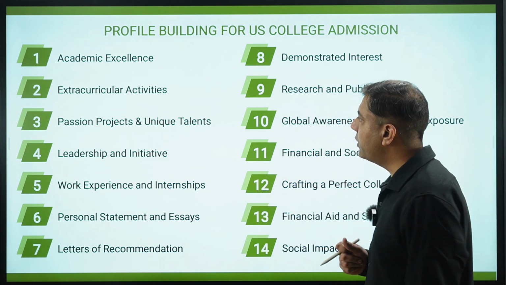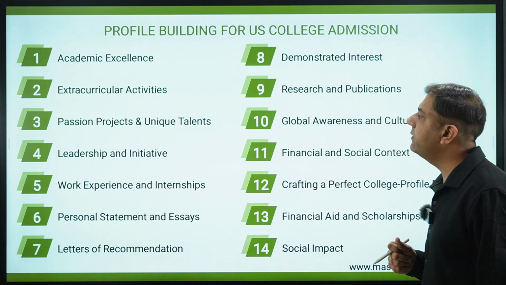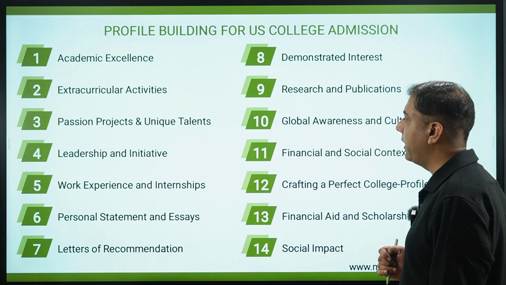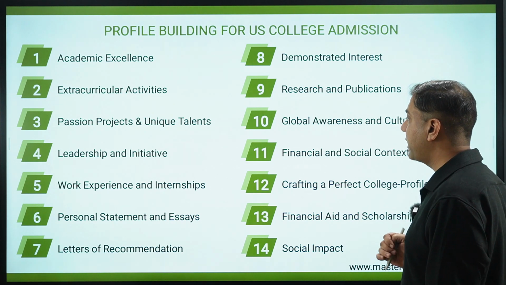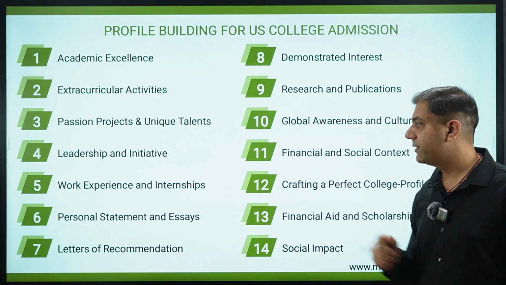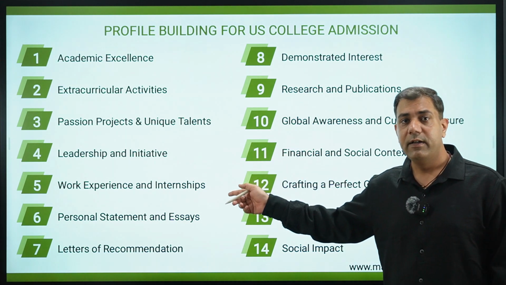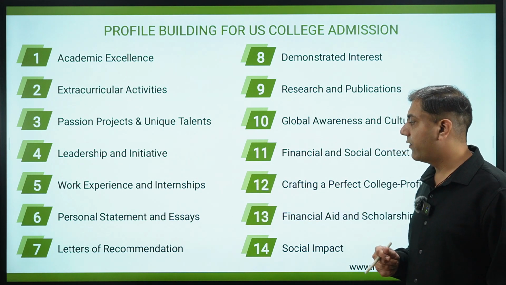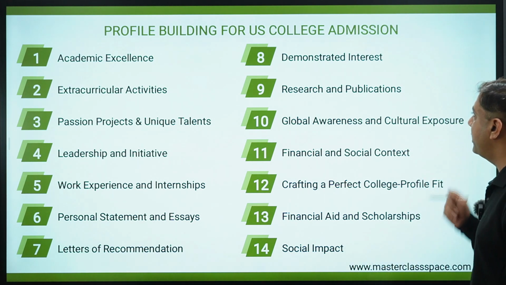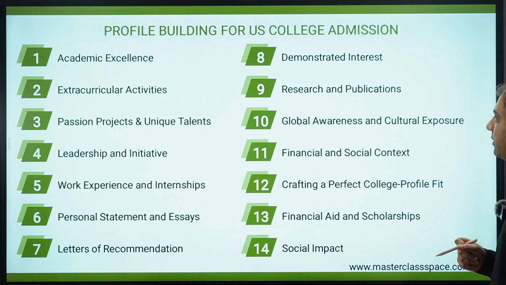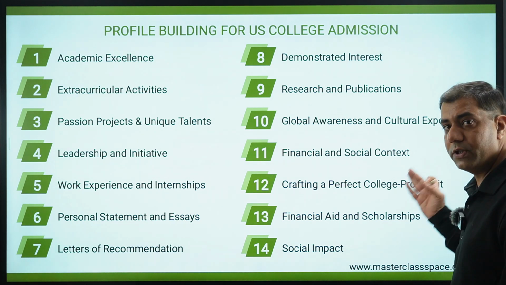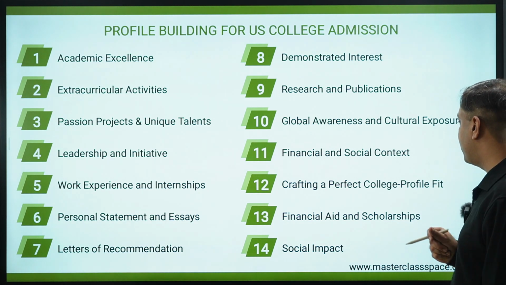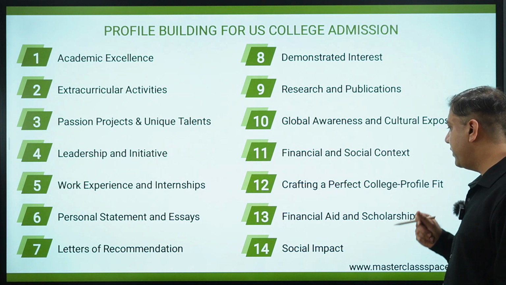The first one is academic excellence, second is extracurricular activities, third is passion projects and unique talents, fourth is leadership and initiative, fifth is work experience and internships. Sixth is personal statement and essays, which is one of the most important aspects of US college admission. Seventh is letters of recommendation. Then here comes demonstrated interest, research and publication, global awareness and cultural exposure. And 11th is financial and social context. 12th is crafting a perfect college profile fit.